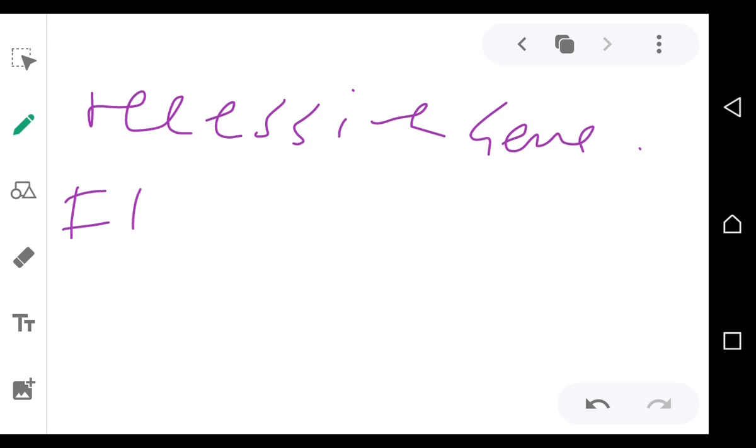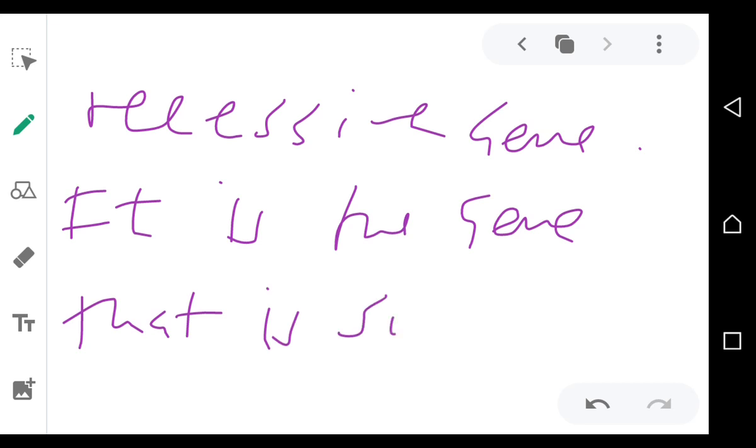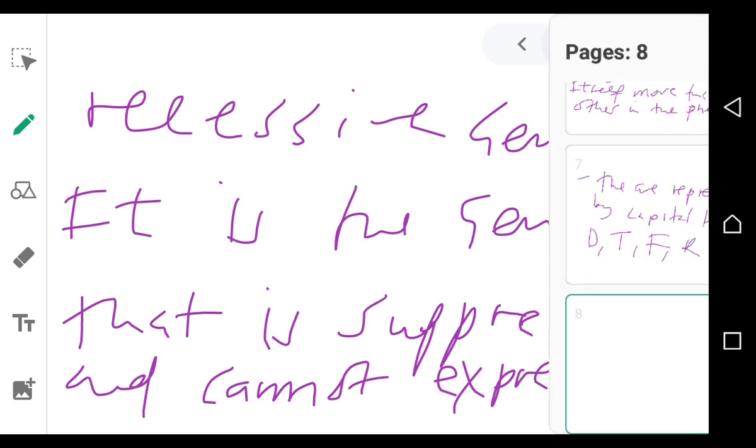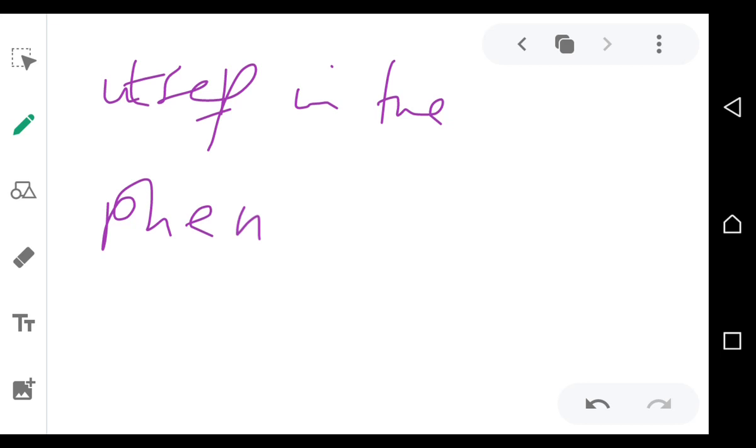Recessive gene. It is the gene that is suppressed and cannot express itself in the phenotype.